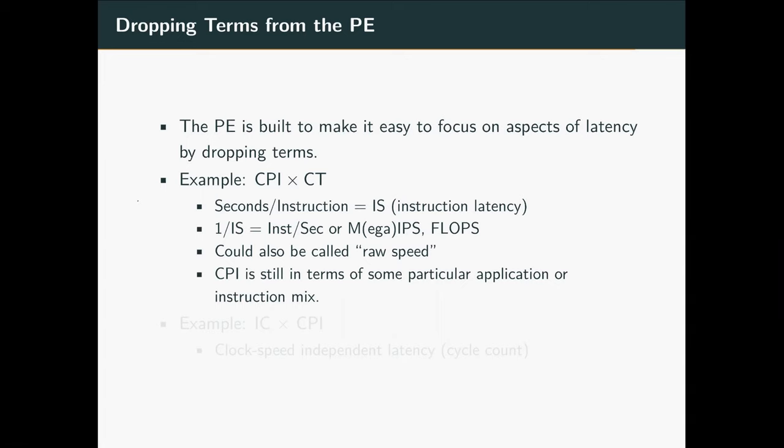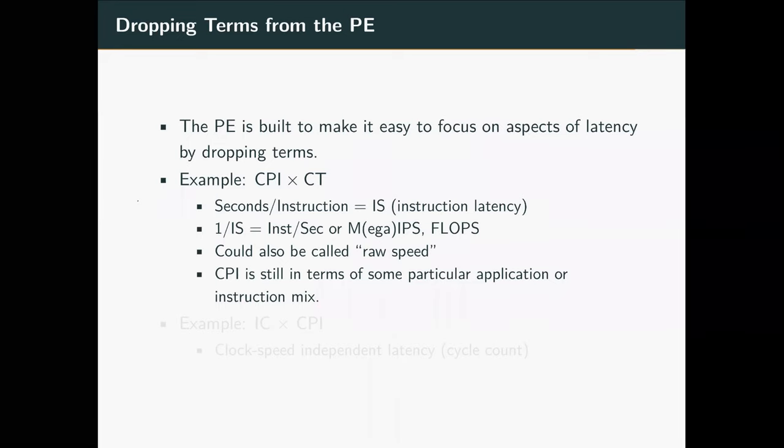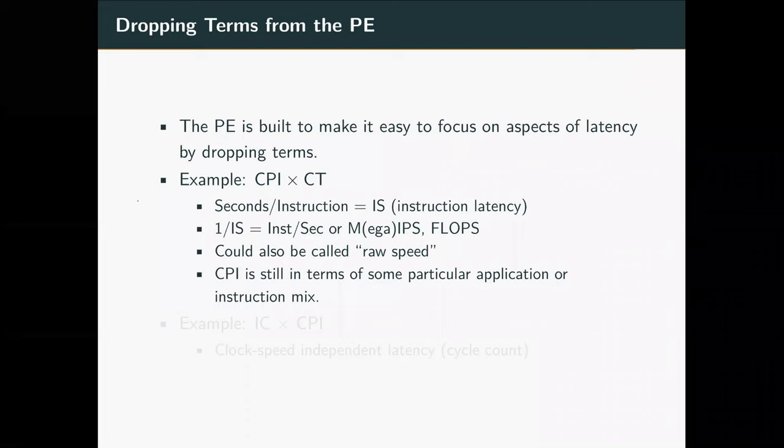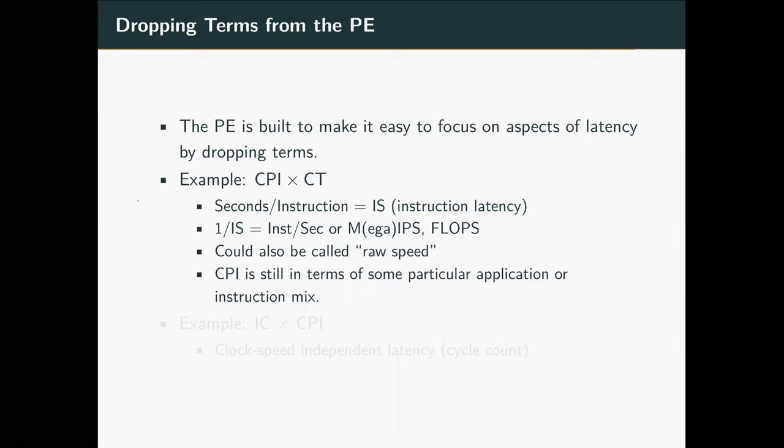This is maybe convenient for determining a kind of raw speed. Obviously, we do have to set a specific CPI. We have to set a specific instruction mix for this to make any sense. But let's just say we only care about floating point operations. We want to know how many of those we can do in a second. Well, that's actually a fairly common metric. It's FLOPS, floating point operations per second, which is this guy here.